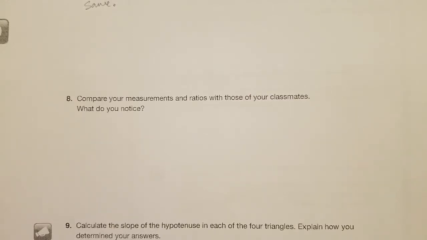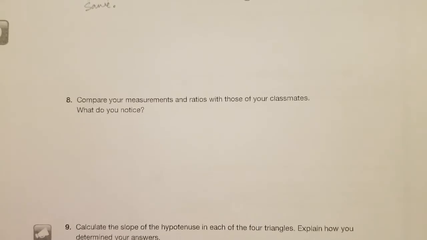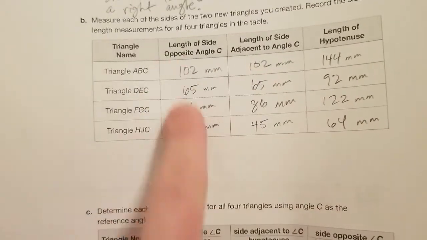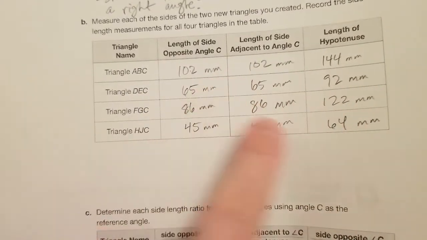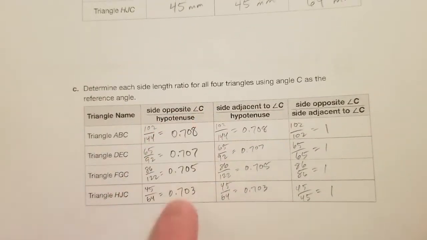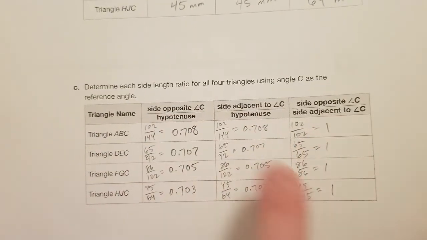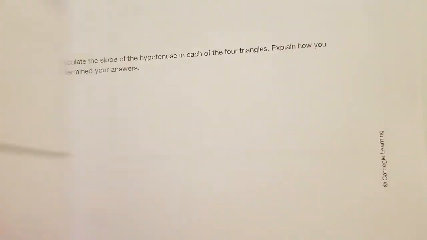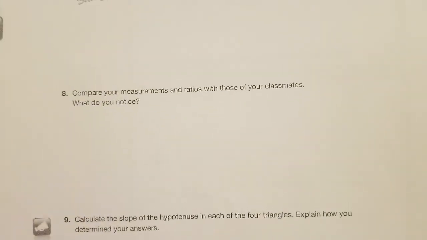Okay. So by now, you have shared your table that has the ratios with somebody else. So you've looked at their table and you've seen their side lengths, and these should be different, right? It should be different because not everybody's going to be able to draw their side lengths in exactly the same place. But these numbers should all be very close to each other. These ones should basically be the same, and these ones should be very, very close. So, what did you notice?